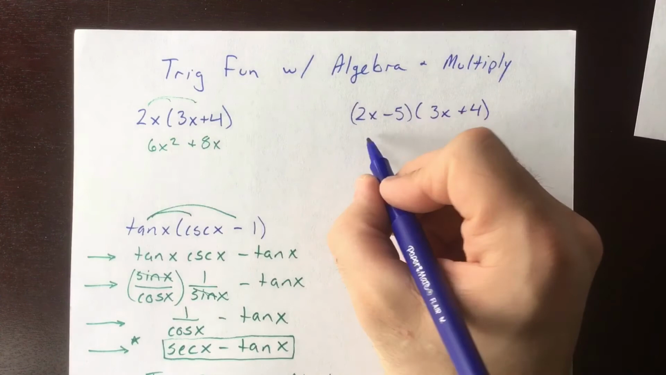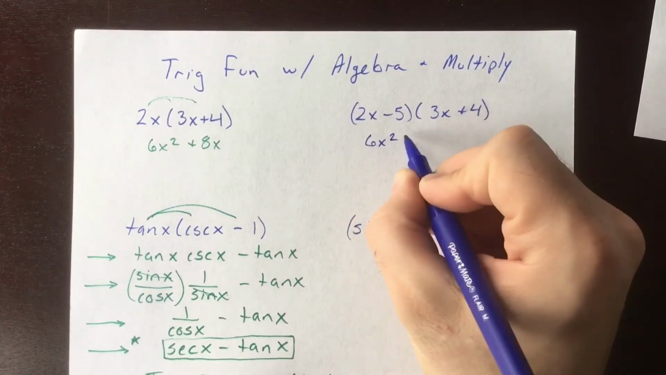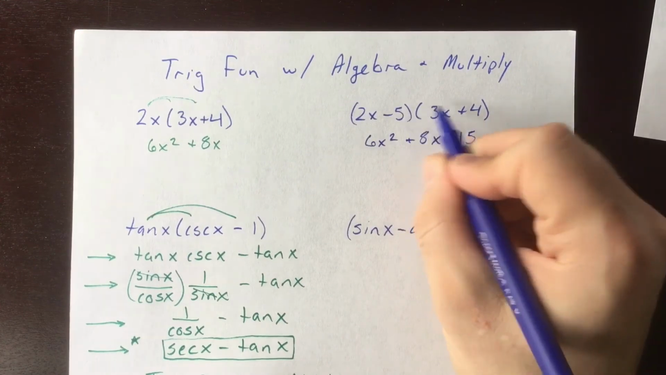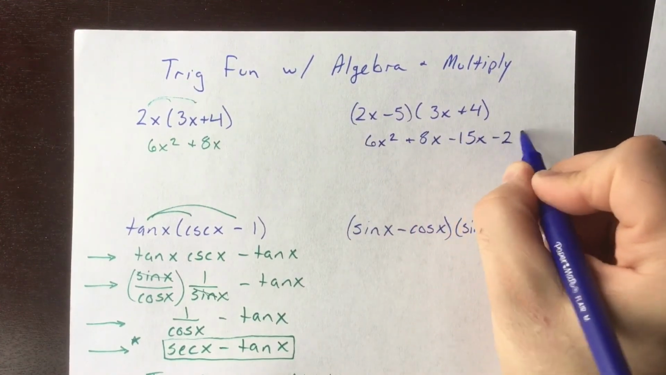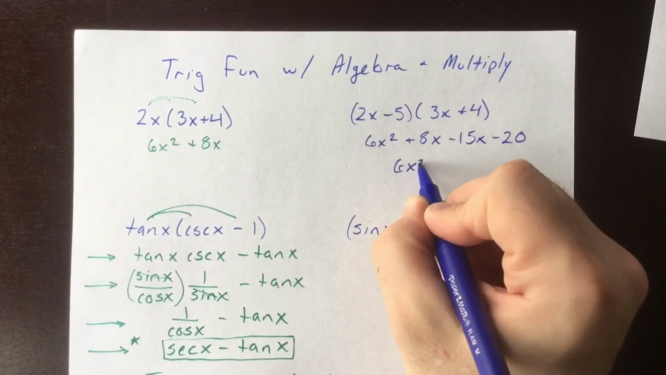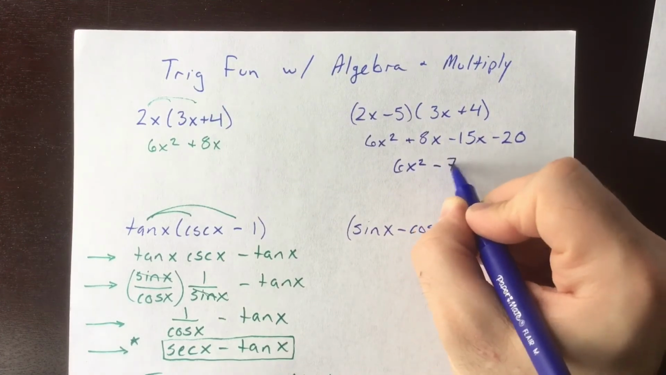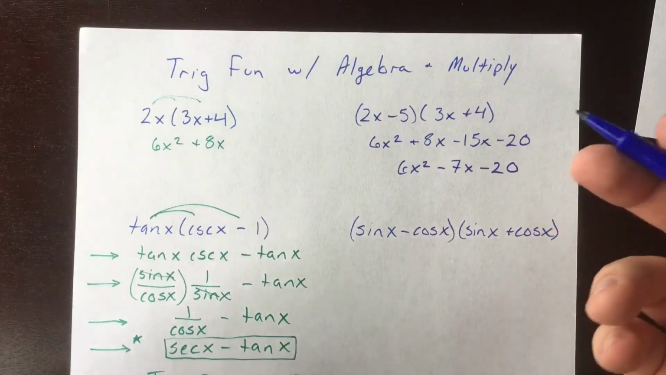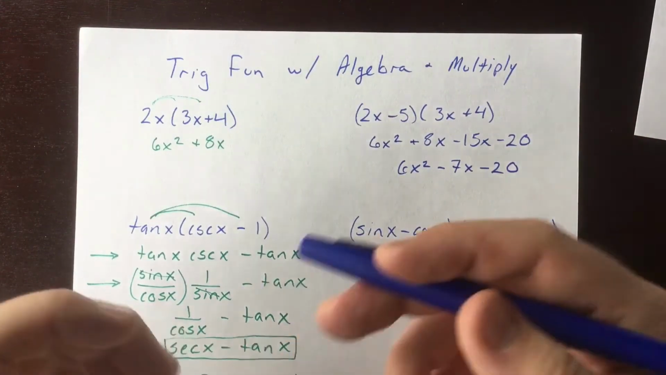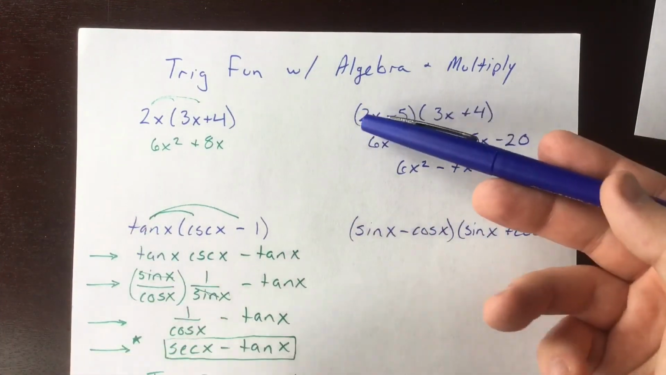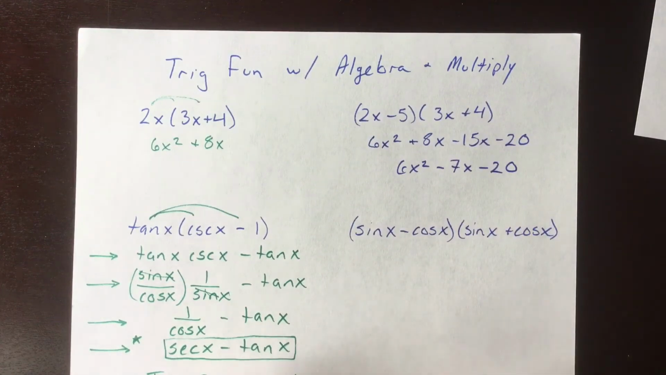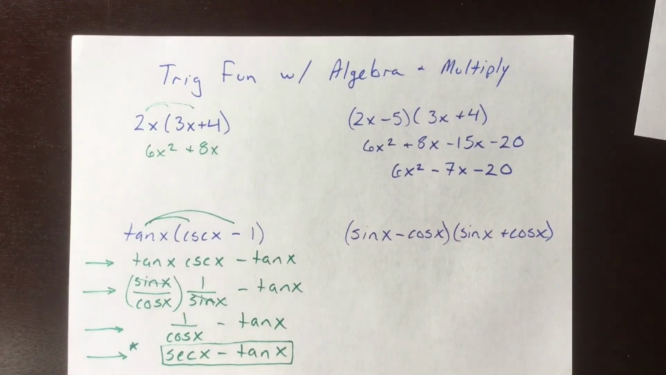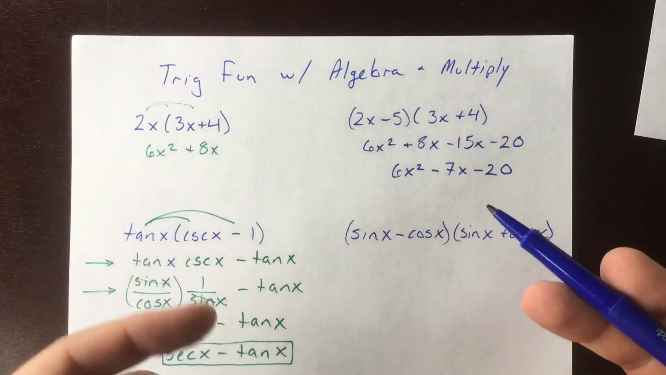Multiplying, let's see, we would have 6x squared plus 8x minus 15x, and then minus 20, which becomes 6x squared minus 7x minus 20. Okay, whether you use a box there, whether you use other methods, we know how to multiply two binomials. So what if we want to multiply two things that have trig functions within it? So we just still use the same concept.